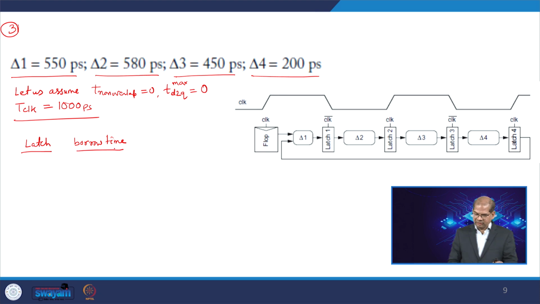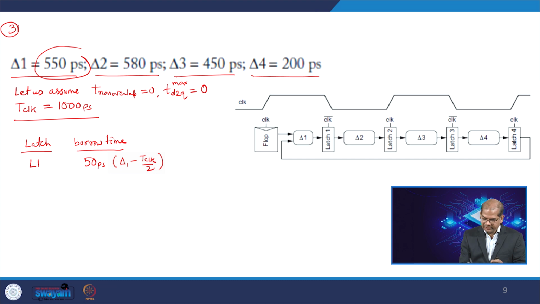Okay. So, latch 1 will borrow delta 1 minus T clock by 2, this 550 minus T clock by 2, and T clock by 2 is 500. So, it will borrow 50 picosecond. Now, L2, how much will L2 borrow?